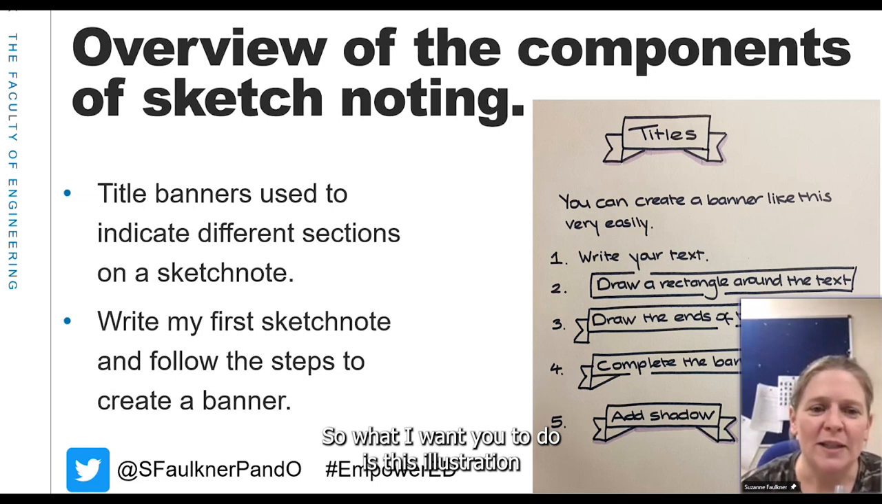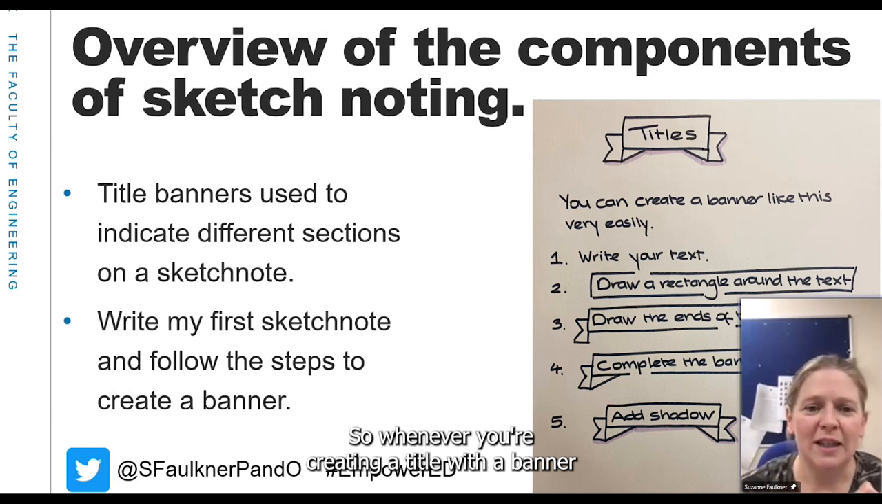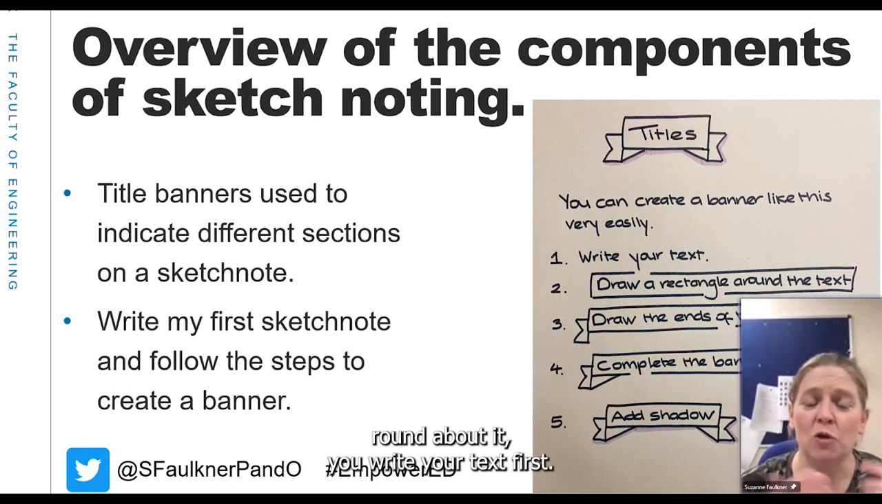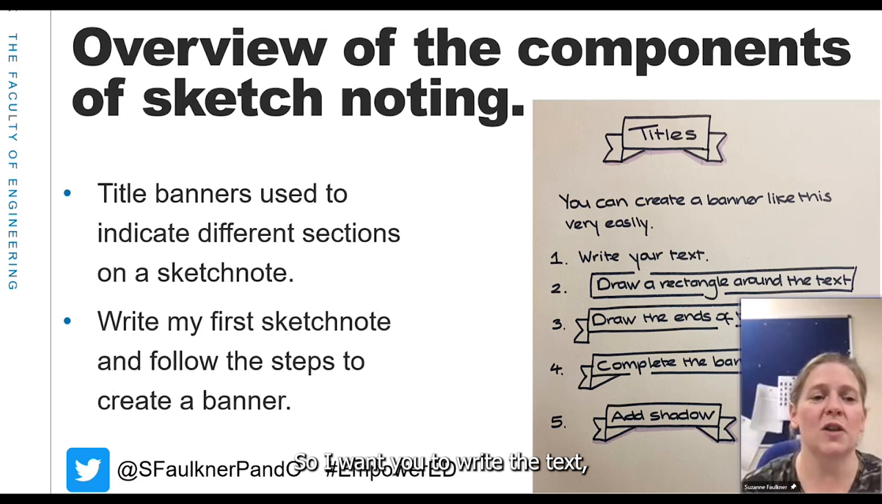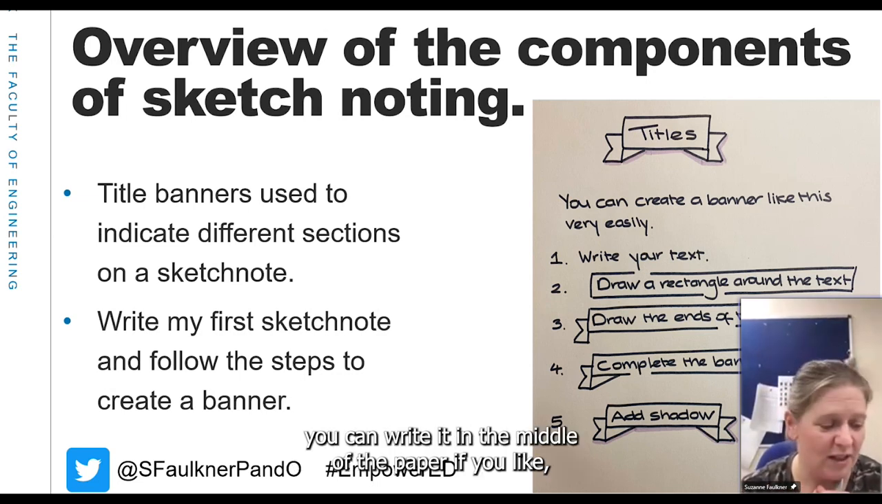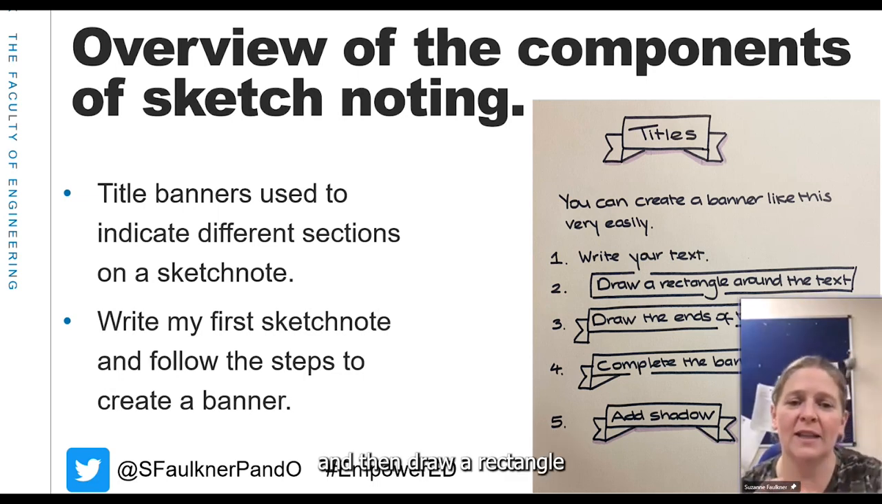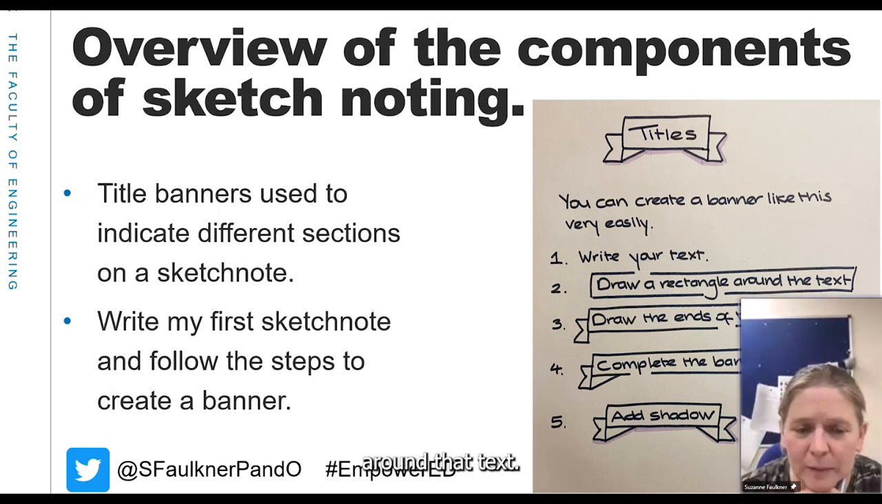What I want you to do is this: the illustration on the right hand side here tells you how to create a title. Whenever you're creating a title with a banner around it, you write your text first. So I want you to write the text, my first sketch note, and just write that. You can write it in the middle of the paper if you like. And then draw a rectangle around that text.